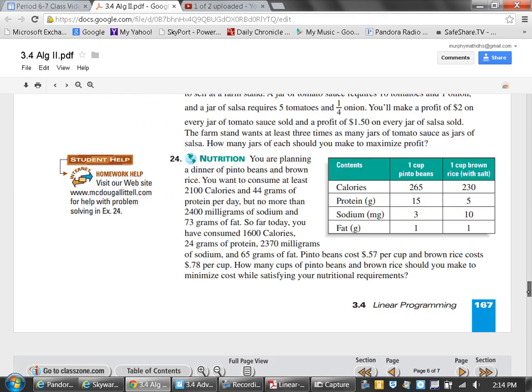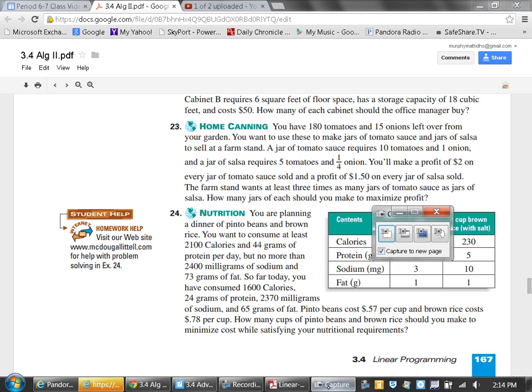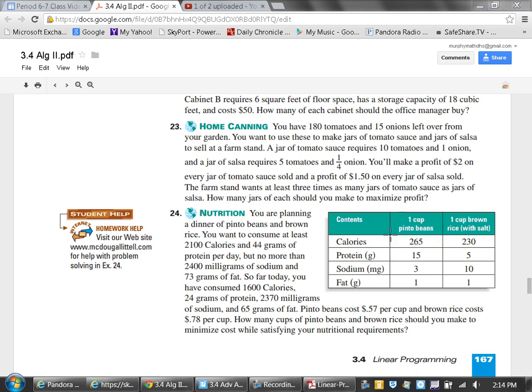So home canning. And don't make fun of people for growing tomatoes.